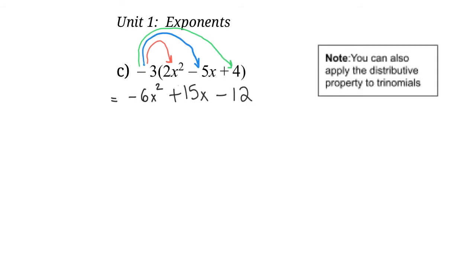All right, so now if we look at our answer, are there any like terms here that can be put together? And the answer to that is no. You have a term that is an x squared, you have a term that's just an x, and you have a term that's just a plain number. None of these are like terms, so you shouldn't be adding or subtracting any of these together. So your final answer is -6x squared plus 15x, take away 12.